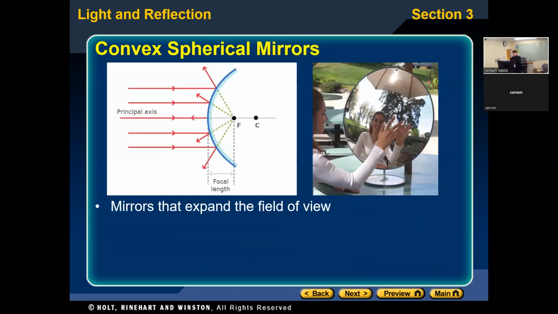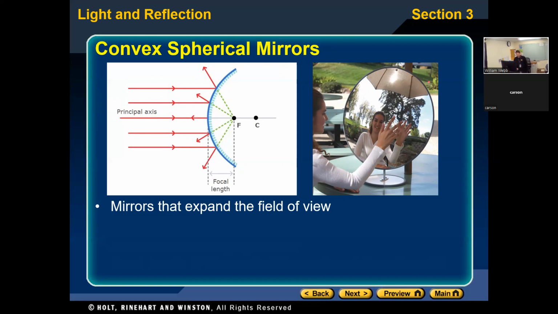But if you look at this one, notice how her hand looks to be basically the same size as it is in real life. And that's because it's actually an image behind the surface of the mirror, which is where her brain's imagining this. So it doesn't make it look closer. So it doesn't look bigger. It just looks about the same. And it looks about the same distance from the mirror as her hand is from the mirror, just behind. But you can see much more field of view.